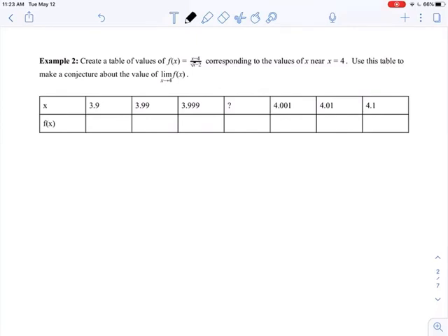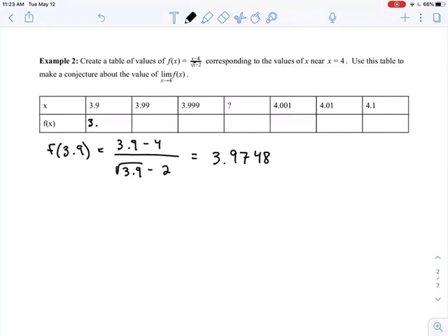So here, I try really hard not to use the graphing calculator. I am going to cheat a little bit here. I have mine right in front of me. What we're really doing is taking each one of these values and plugging those into our function. So f of 3.9, you would be saying, okay, well 3.9 minus 4 divided by square root of 3.9 minus 2. And we would go and calculate that value. So here in this case I've got 3.9748. I would fill that in my table.